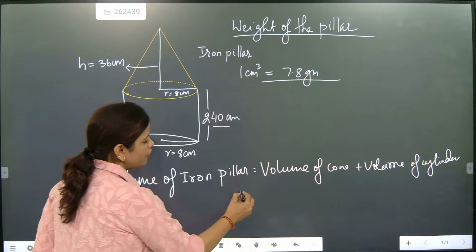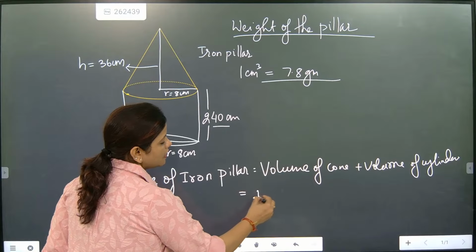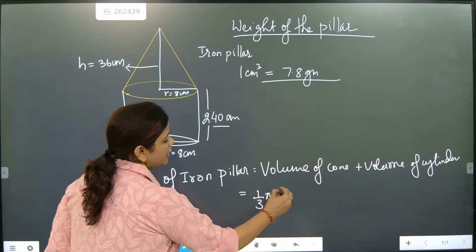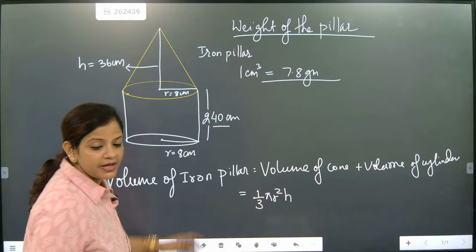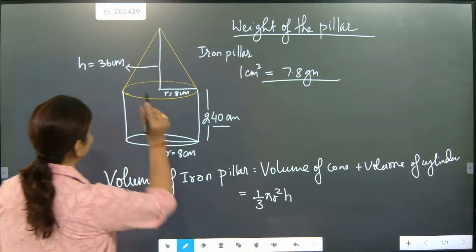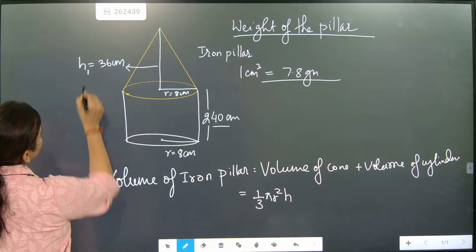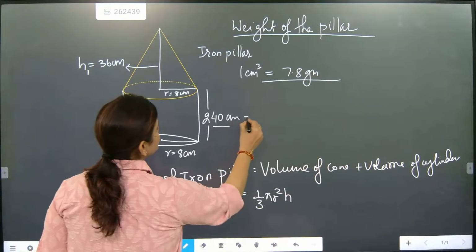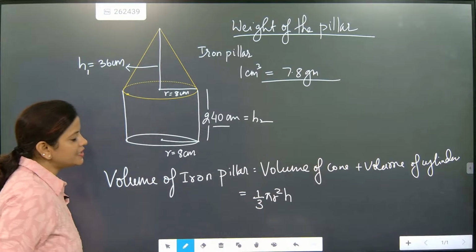So what is the volume of cone formula? 1 by 3 pi r square h. But here h is the height, so you need to be very careful. Take the height of the cone as h1 and the height of the cylinder as h2, so that there will be no confusion.